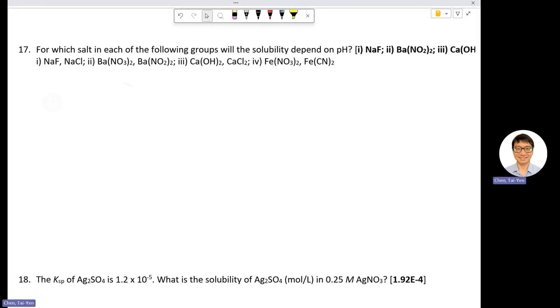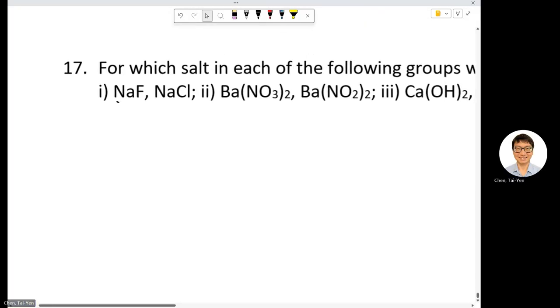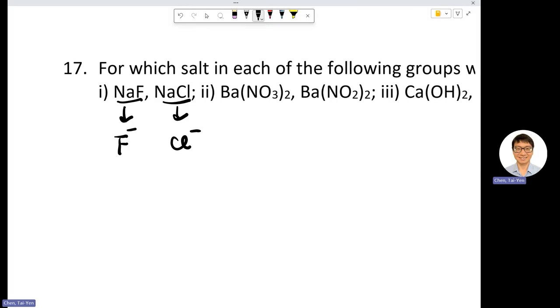So let's look at this. The anionic species here is F minus. This one will be Cl minus, right? So F minus is, I hope by now you should see this, F minus is actually a weak base, right? Cl minus is neutral. Therefore, this one will be the one whose solubility depends on the pH.